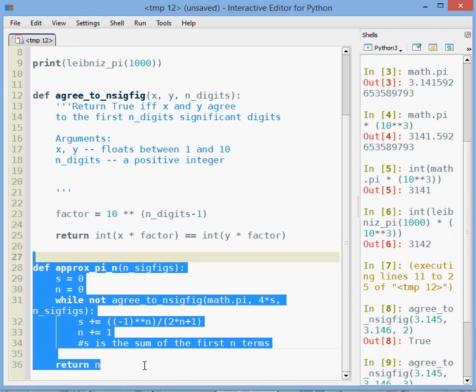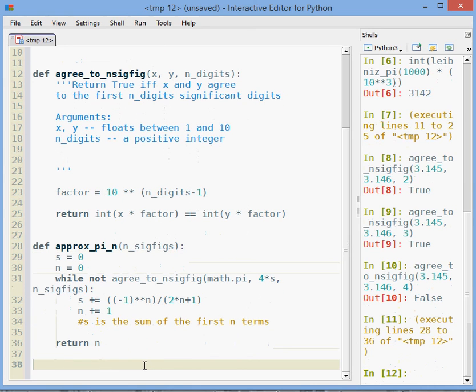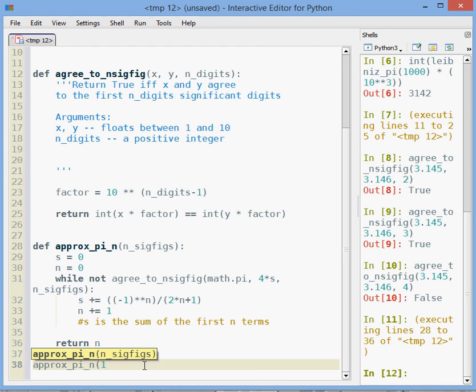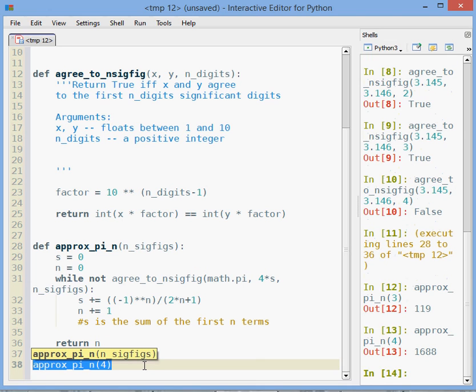So, okay, let's try it out. So let's see how many we need in order to get agreement to, let's say, 3 significant figures. The answer is 119. How many do we need in order to get agreement to 4 significant figures? That's 1,688. Okay, so that's it.